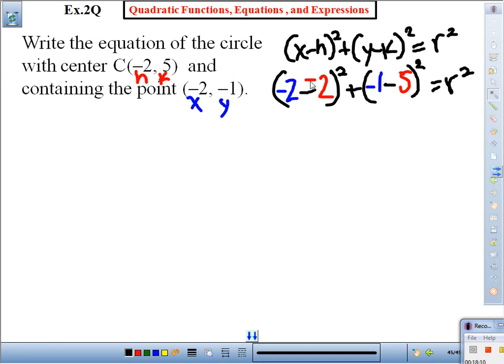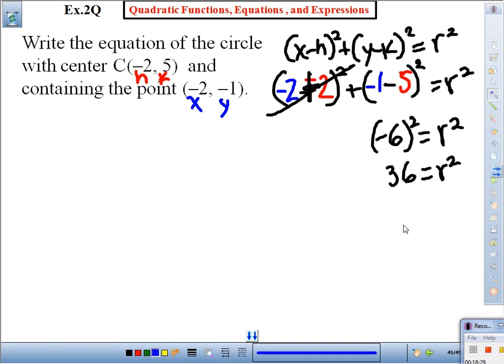All right. Simplify. What is negative times a negative right here? Positive. What's +2 and -2? 0, so that cancels. We're left with -1 and -5. That's -6 squared equals r squared. -6 squared is 36 equals r squared. To solve for r, we take the square root. 6 equals r.